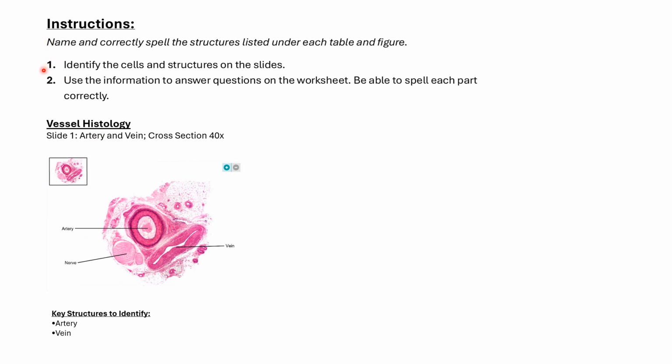So here is activity number 1. This is what you're supposed to do. You have to identify the cells and structures on the slides, and then you have to be able to use this information to do your worksheet.